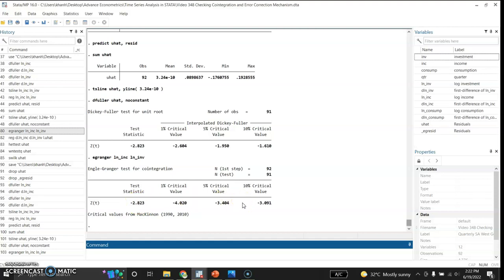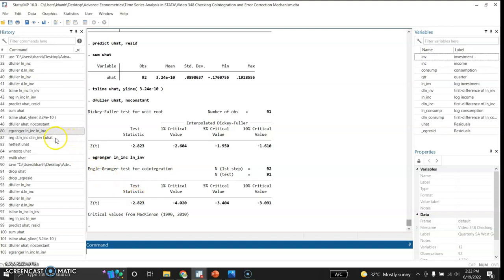Now this shows that there is no cointegration. Seemingly there is no cointegration. If this value in absolute terms is much higher than these values, then we can say that there is cointegration, but there is no cointegration on the basis of this. So let us suppose that there is cointegration, that this value is much higher and there is cointegration, there is a long run relationship.